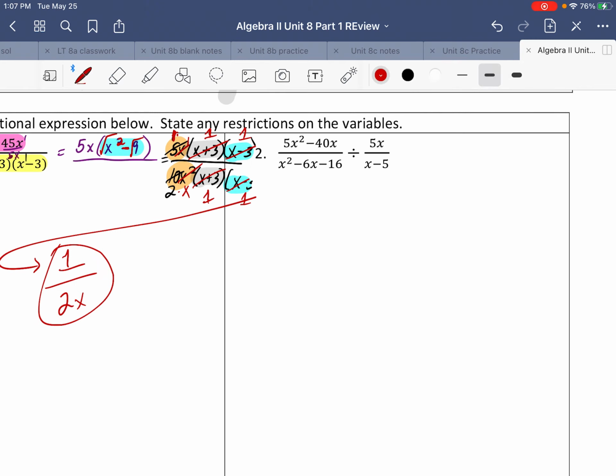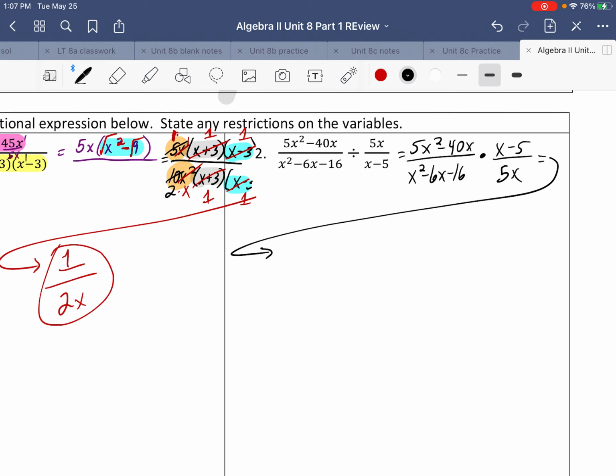Looking at number 2, doing the exact same thing. Oh no, we're not. This is a division. We're going to keep the first fraction the way it is. So I'm going to change it to a multiplication problem. It's much easier for us to change it to multiplication and multiply by the reciprocal. So changing numerator and denominator, flipping them.